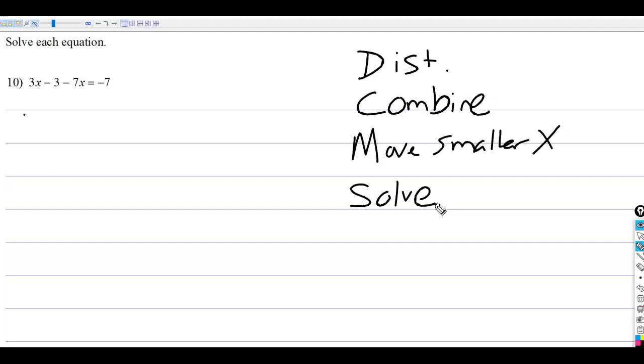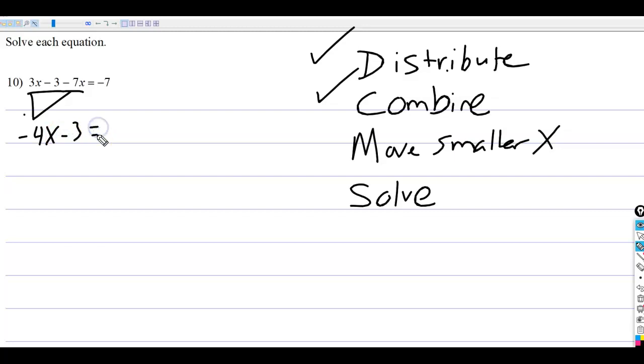So the first thing you want to do is distribute if you can. Now in this problem that we're looking at here, there is no distribution, so we're good. The next thing we're going to do is combine like terms. So on the left side of my equation, I have 2 like terms that I can put together, the 3x and the 7x. 3x take away 7x is -4x. And then we'll bring down the -3, the equals, and the -7.